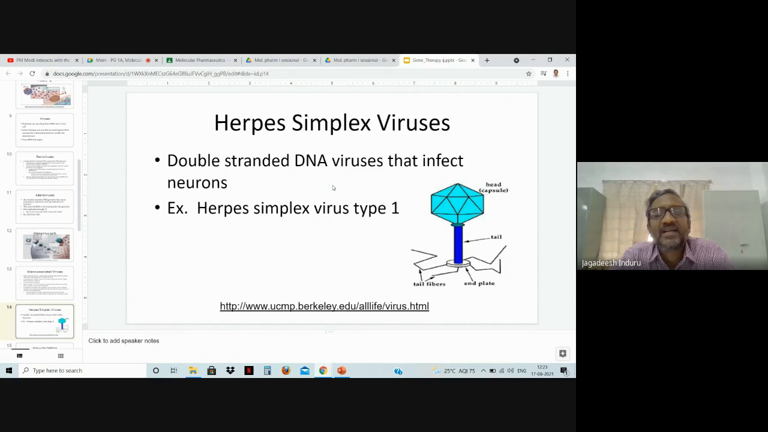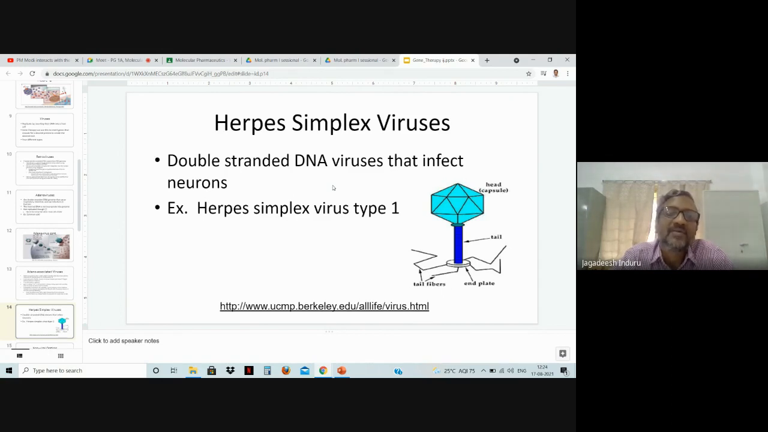For a particular organ, we are using the adenovirus, like for infections of your respiratory tract. For the nerve cells, we are using herpes simplex viruses. For the entire genome sequence and modification in the genome itself, we are using the retrovirus. So this is the specificity we want. Accordingly, we are going to choose these vectors for our gene therapy.